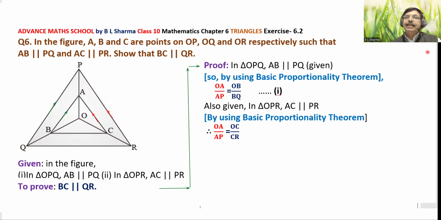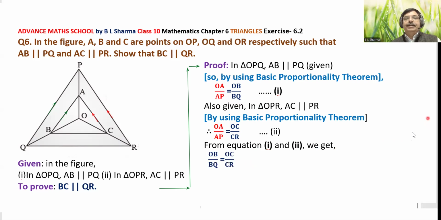अब आप यहां पे देखेंगे दैट OA अपॉन AP, this is OA upon AP and this is also OA upon AP. Left hand side is same, so right hand side will also be same. So we can write that OB upon BQ is equal to OC upon CR.